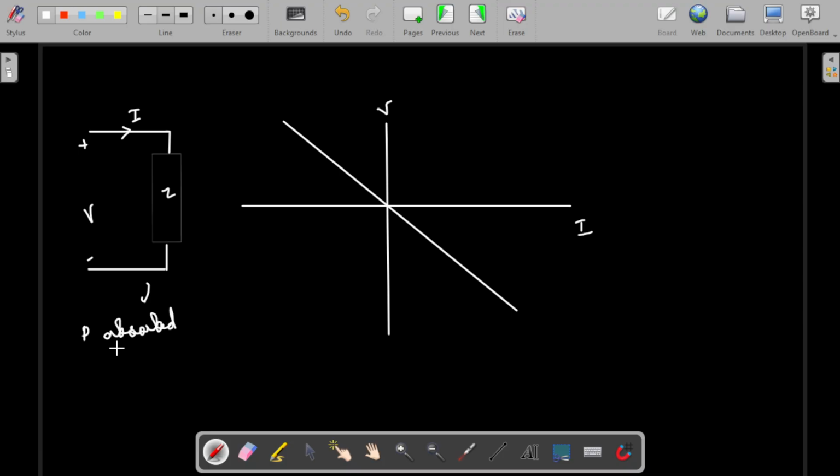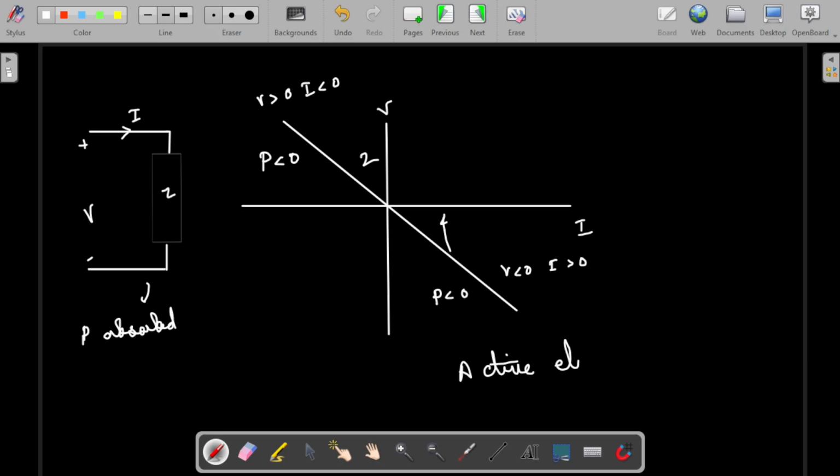But from the VI characteristic, we can clearly state that power is less than 0, because the slope will be negative. Here V will be less than 0 and I will be greater than 0, so the power will be less than 0. Here V will be greater than 0 and I will be less than 0, so power here is also less than 0. Since I enters the positive terminal, the slope criteria can be applied, but the slope is less than 0, and the curve is lying in the second and fourth quadrants. Then this element will be called an active element.